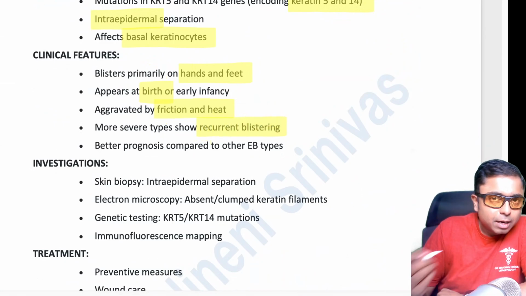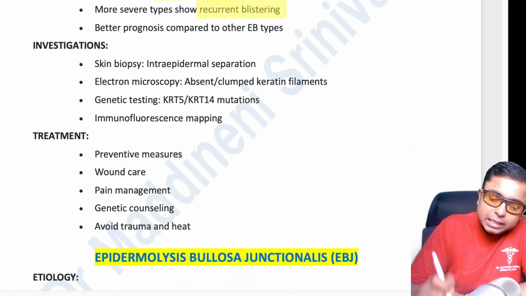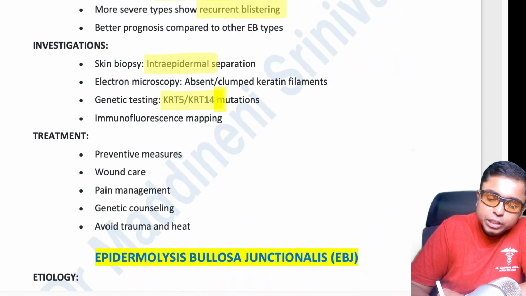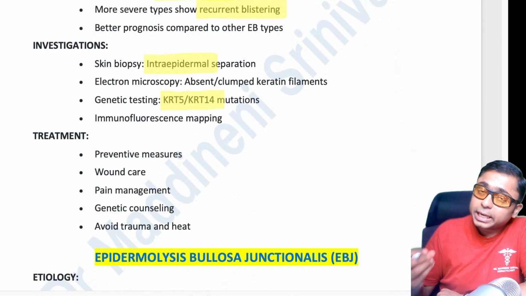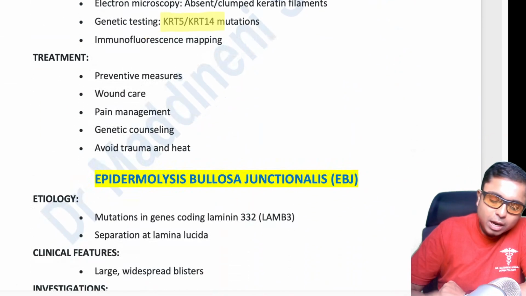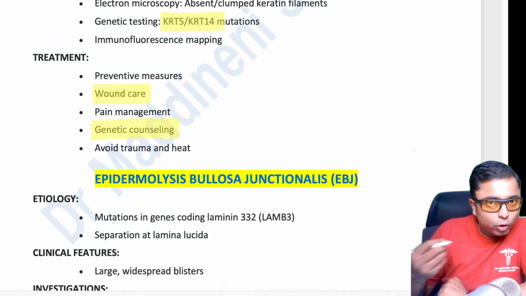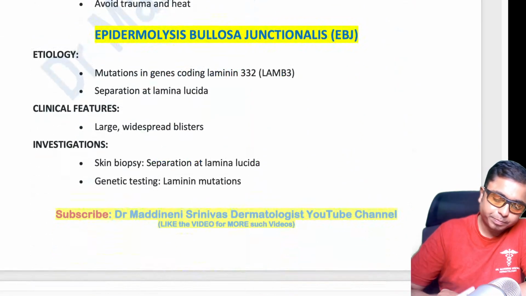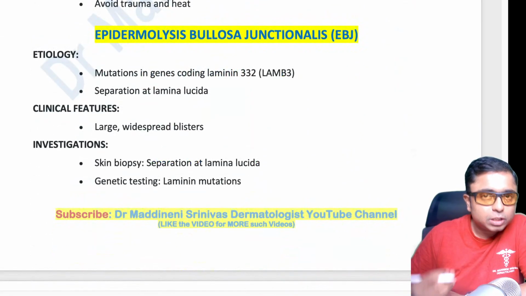And recurrent blistering can also be there. On skin biopsy, of course, intraepidermal blistering can be seen, and genetic mutation of K5 and K14, keratin 5 and keratin 14, are seen. Treatment is going to be mainly genetic counseling and also wound care, because wounds are going to be seen very commonly, erosions over the palms and the soles. Next is epidermolysis bullosa junctional.